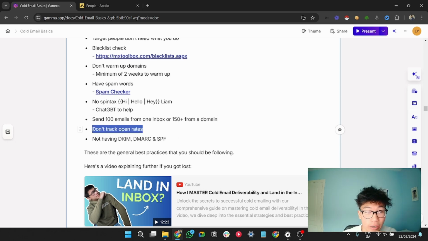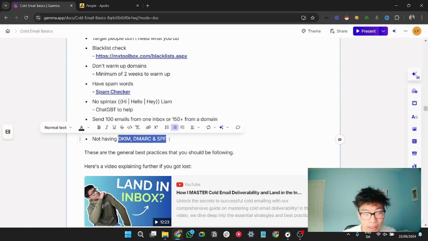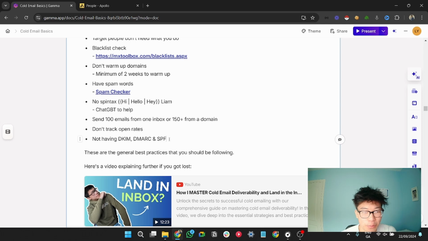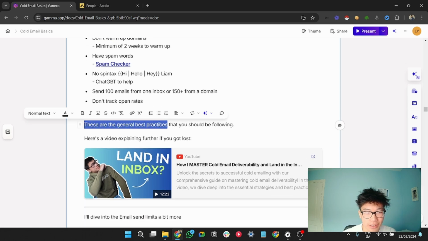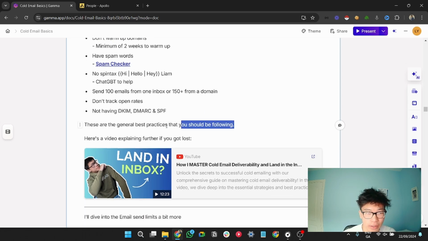Next, don't skip tracking open rates, and don't go without DKIM, DMARC, and SPF. This is like the shackles you put on. It's kind of like your ID, like when you go through airport security and you have your passport. It just checks and makes sure you're not spamming. These are the general best practices that you should be following.